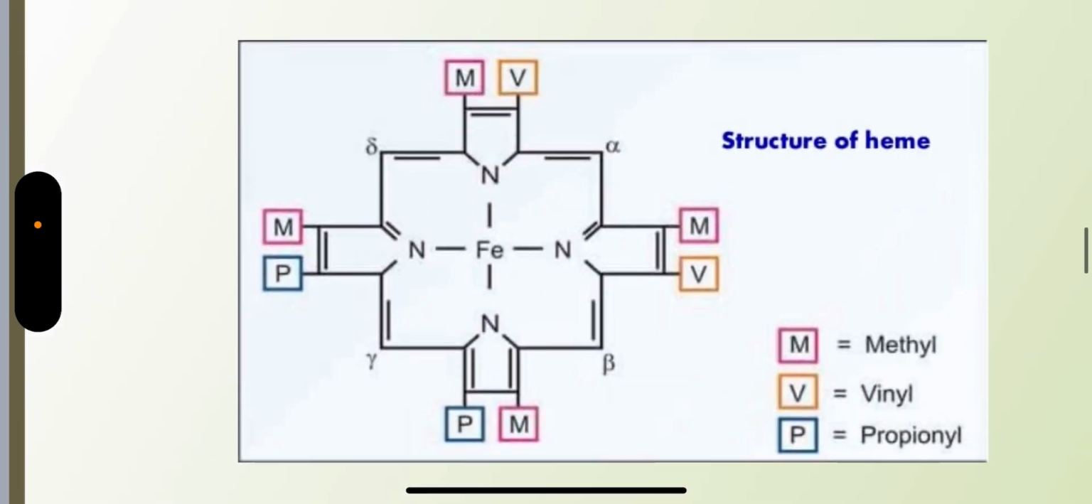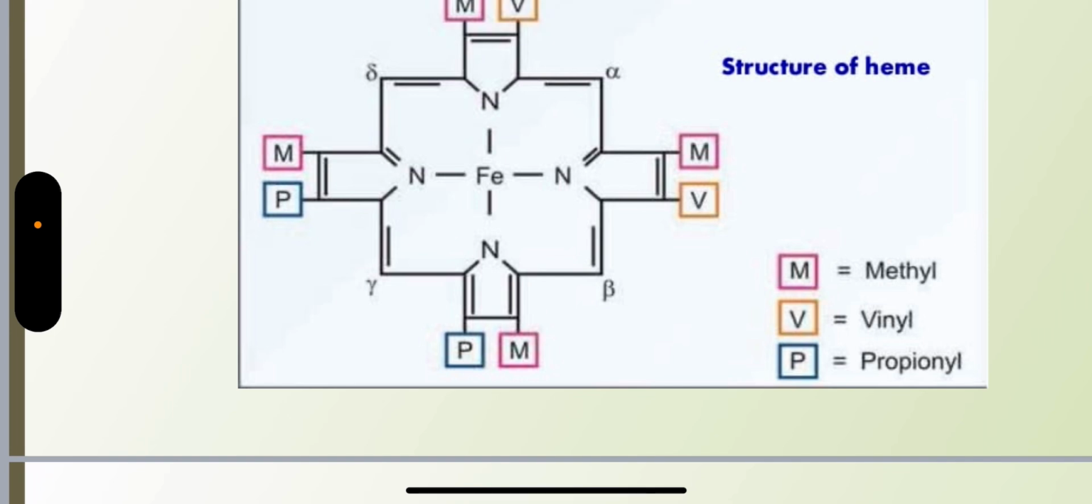The porphyrin nucleus consists of 4 pyrrole rings. Here you can see it consists of 4 pyrrole rings named 1, 2, 3, 4, and these are linked to each other by the methine bridges. The carbon atoms of these methine bridges are named alpha, beta, gamma and delta. You can see in this figure, 8 side chains are attached to the pyrrole rings. Here you can see the side chains: methyl, vinyl and propionyl.